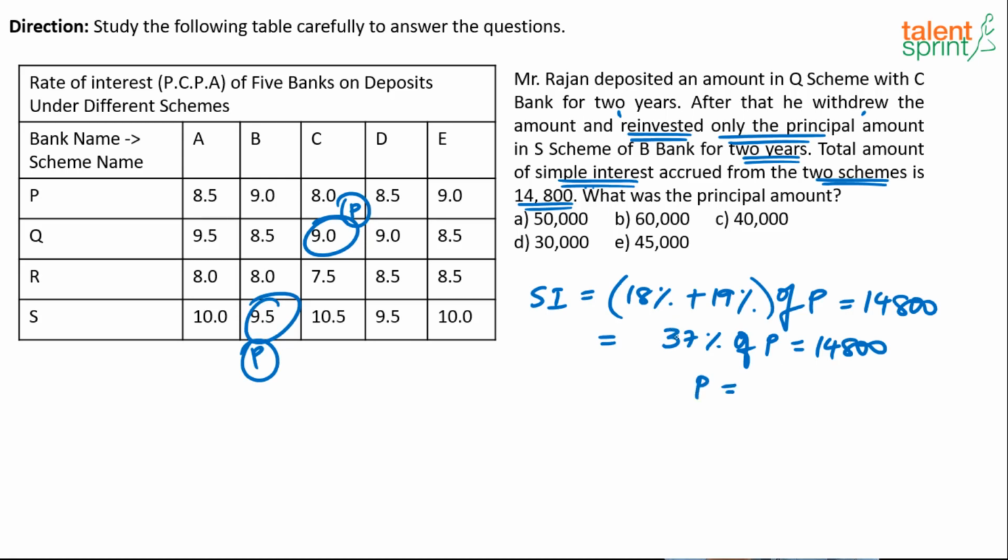See, 37 into 4 will be 148. So principal will be 400 times 100, which is 40,000. And that's your answer. Please avoid paperwork. You don't have to write all these. In fact, I would say you should do this calculation mentally. 18% and 19%, 37% is 14,800. You just have to look at that 37 and 148. It goes 4 times, so that is 400. Since this has a 100 in the denominator, that also gets multiplied. So 400 times 100, 40,000 is the answer. Not approximately, exactly 40,000 is the answer.